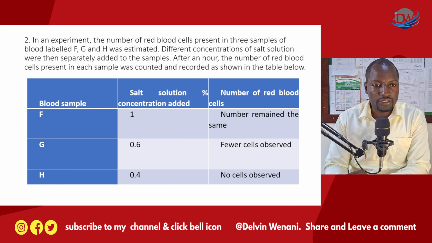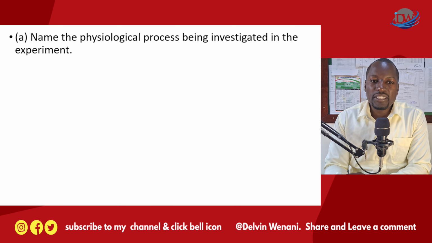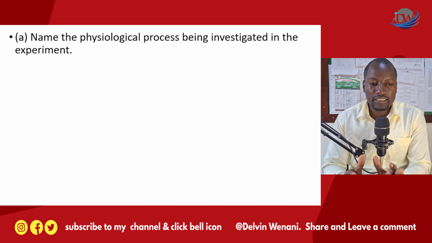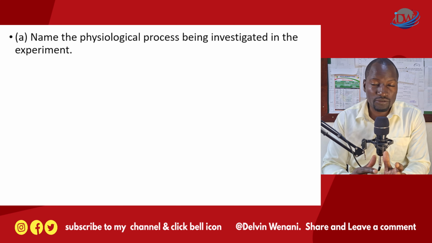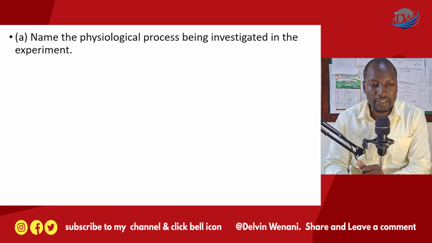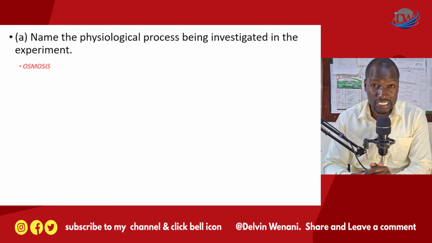Now, let us look at the question. The first question: name the physiological process being investigated in the experiment. We have samples of blood being mixed with concentrations of salt. When you look at that, definitely there's movement of water molecules because of the difference in concentrations from one cell to the other. So that is osmosis.